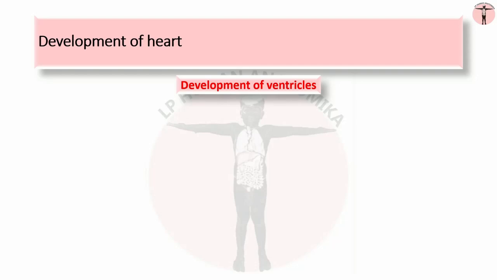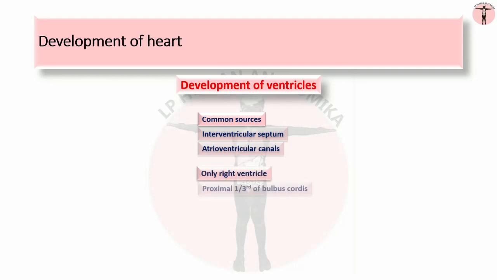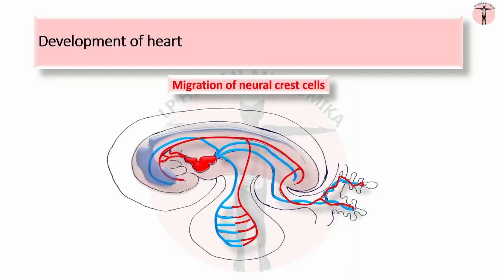Now, coming to the development of ventricles, the common sources contributing to the formation of the ventricles are the interventricular septum and the atrioventricular canals. The source which contributes to the formation only of the right ventricle is the proximal 1/3 of bulbus cordis, and the source which contributes only to the formation of the left ventricle is the primitive ventricle. Before we proceed to the formation of the ventricles, we will discuss the septum formation in the truncus arteriosus and the conus cordis, which is necessary to understand the formation of the interventricular septum.